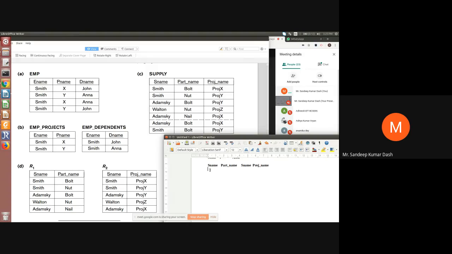The first combination is Smith bolt with Smith project. This is the first combination. Fine. Then the second combination will be Smith bolt with Smith project.